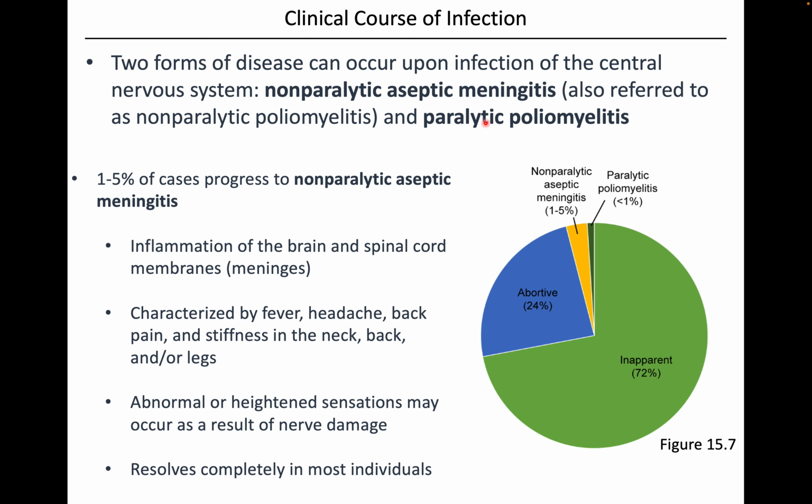So if virus is in the central nervous system, we have two forms of disease: non-paralytic meningitis or the paralytic poliomyelitis. Anywhere from 1 to 5% of cases are going to be the non-paralytic meningitis, which can obviously still be serious, right? You've got virus in your brain and spinal cord. That's going to cause some serious symptoms. It can cause some nerve damage in some cases, but in most individuals, that's going to resolve completely on its own.